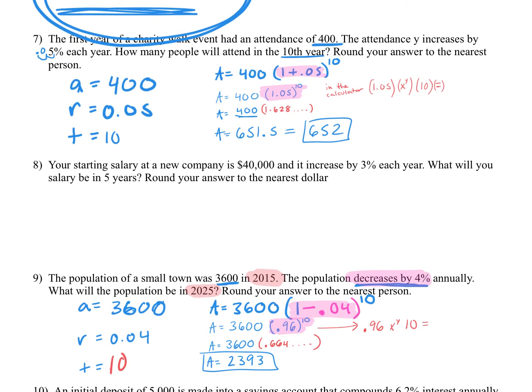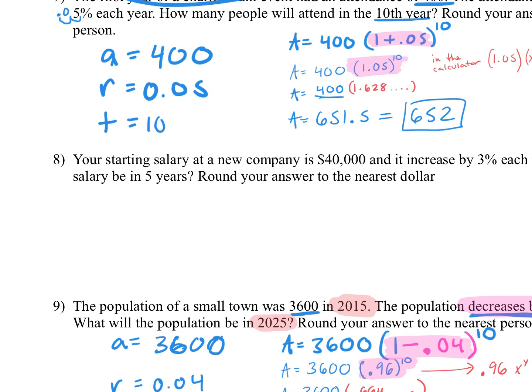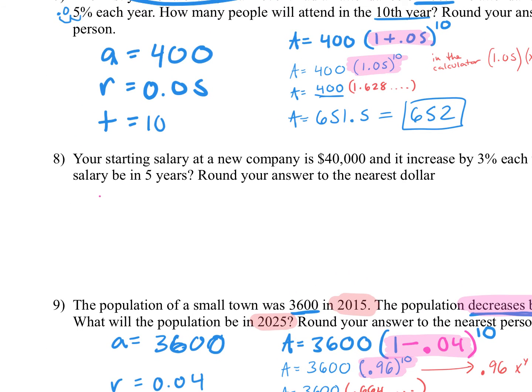Let's take a look at number 8. Your starting salary at a new company is $40,000 and it is increased by 3% each year. What will your salary be in 5 years, round to the nearest dollar? So it doesn't say compounded continuously, so we need to find our A, our R, and our T. So we're using the first formula. What's our A, our starting amount? 40,000. What's our rate? 0.03. Awesome. 3%, we change it to a decimal, so it would be 0.03.